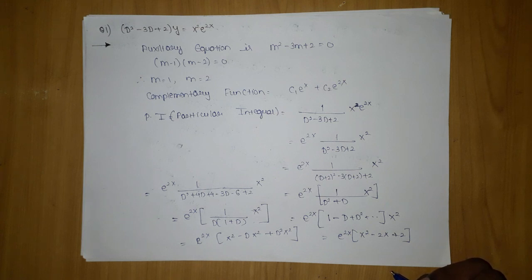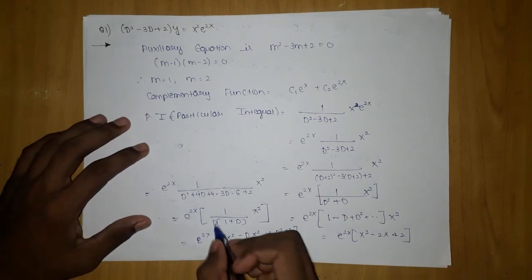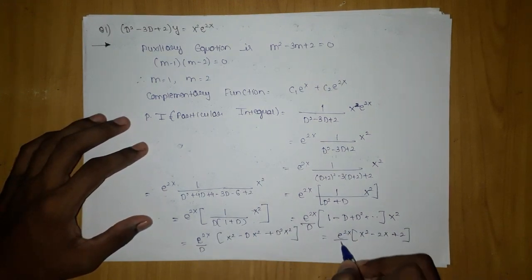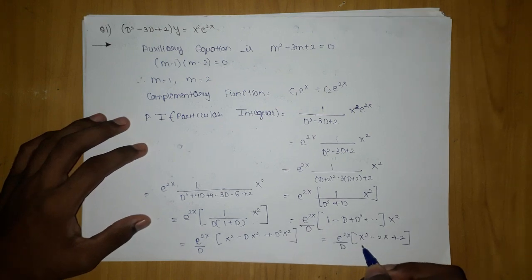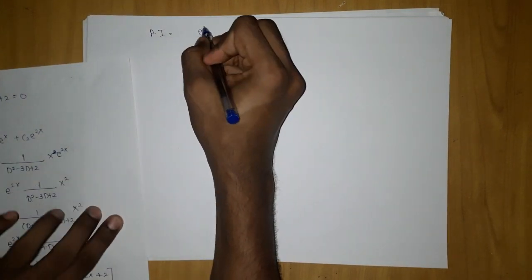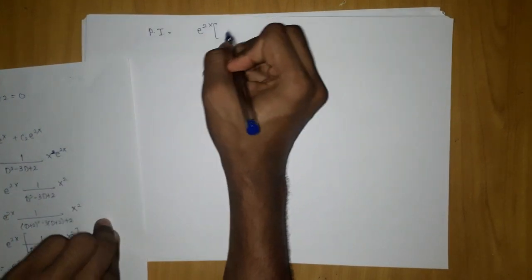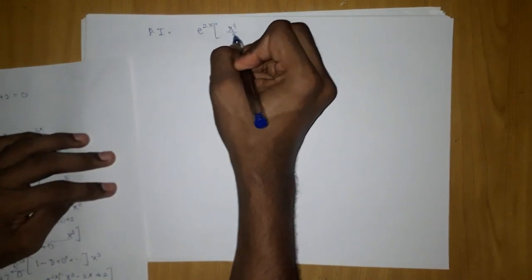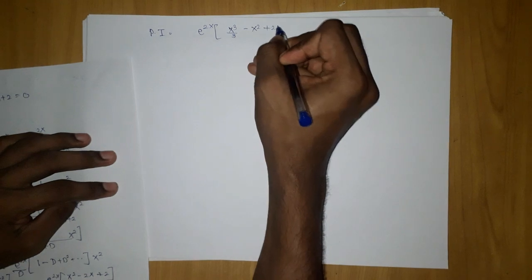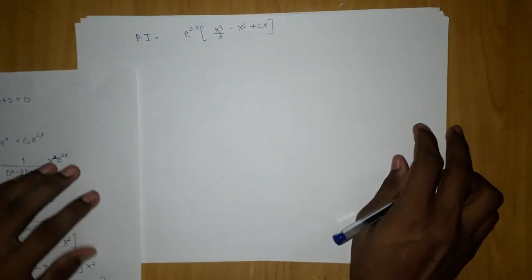This is our required particular integral, which we are going to get if we do the, okay, we forgot one thing, which was 1 by d, I think. Here 1 by d was there. So now we will do the integration of this, and we will get our particular integral. So the particular integral will be e to the power 2x as it is, and here if we do the integration, x cube by 3 minus 2x square by 2, which will become x square, plus 2x bracket close. So this is our particular integral.